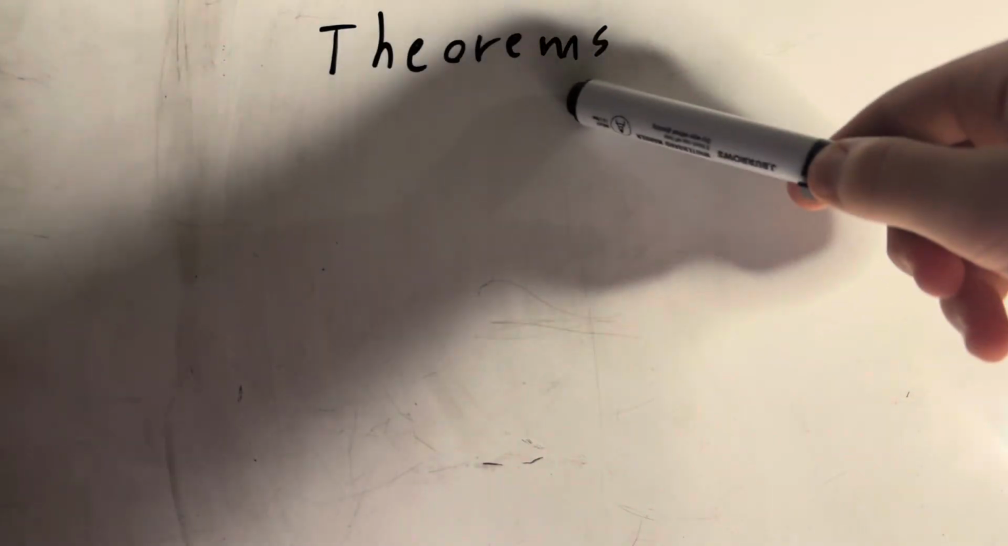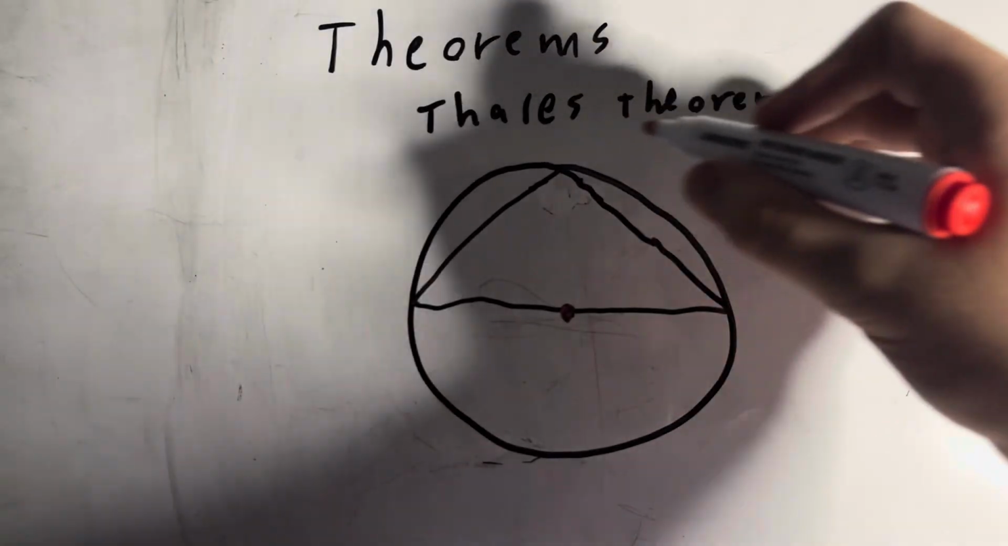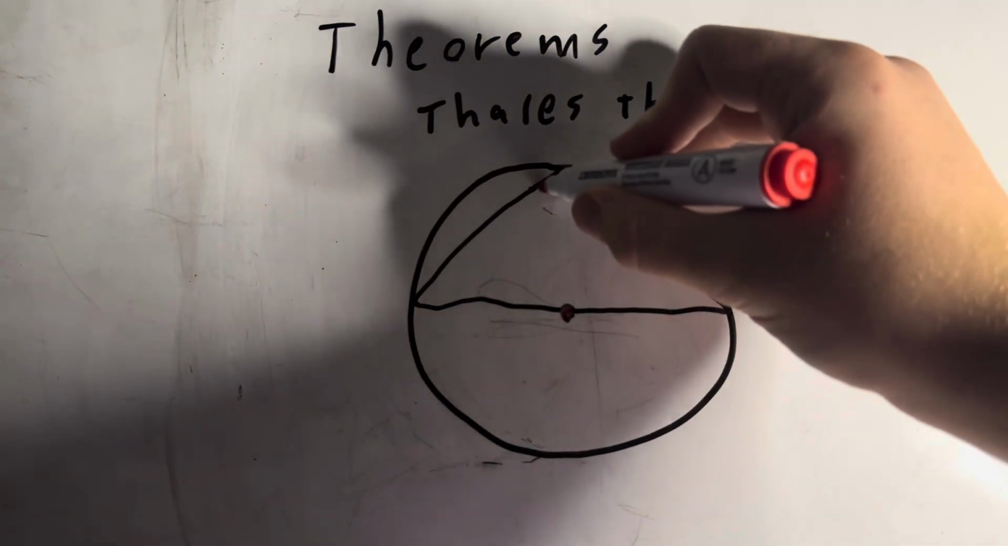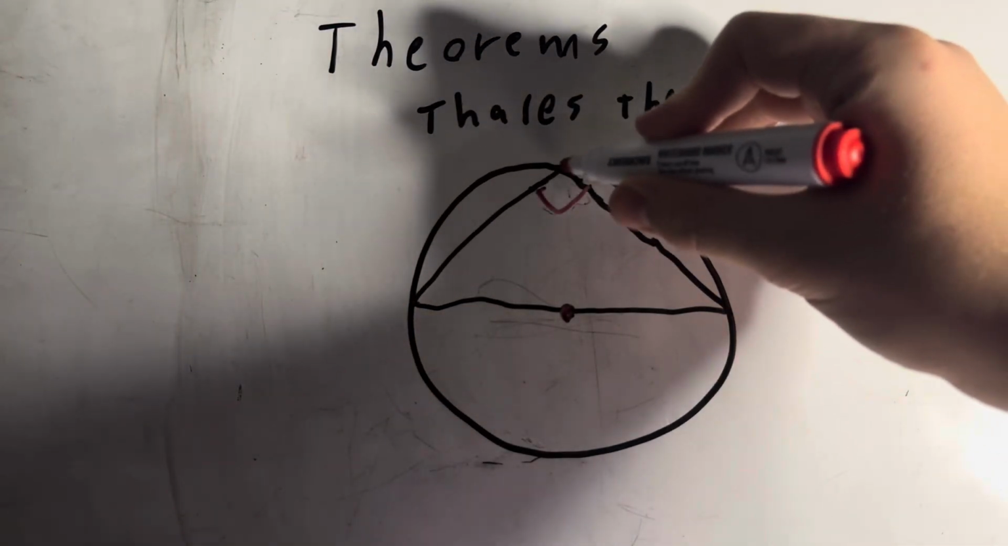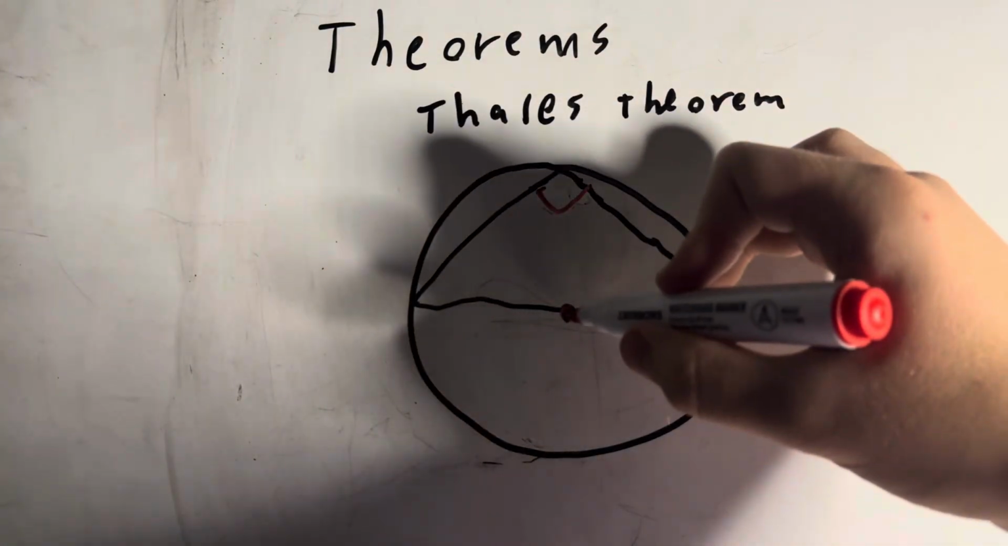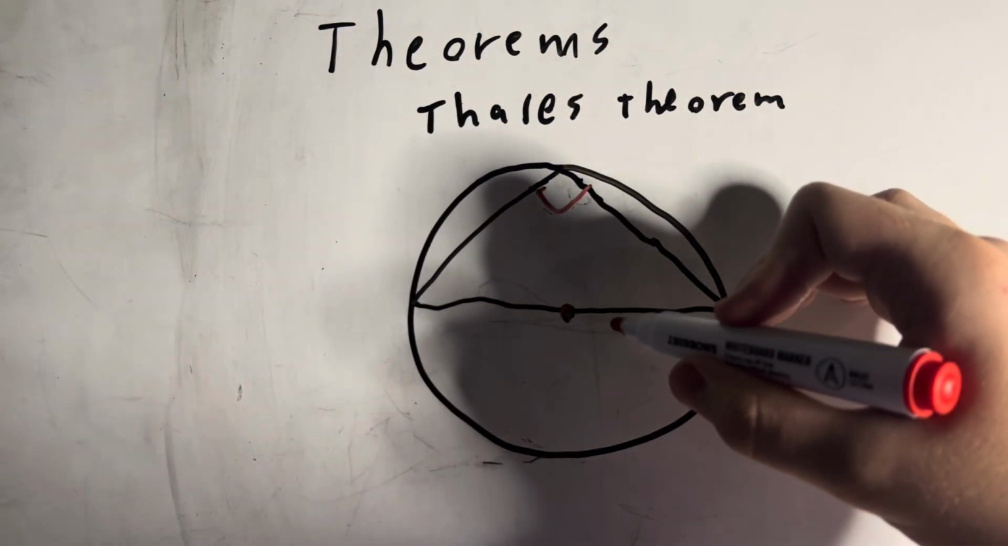Now the last thing to learn are some theorems. One of these trigonometric theorems is Thales' theorem. This states that when you have a triangle with a 90-degree angle and all the corners are touching the sides of the circle, it will always pass through the middle of the circle.